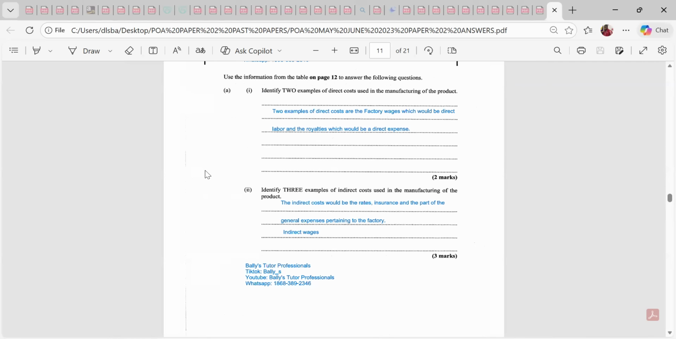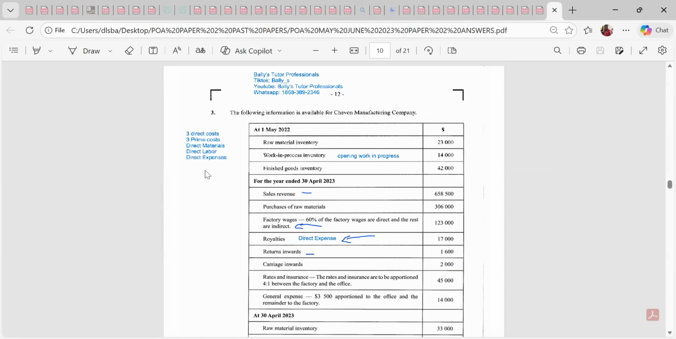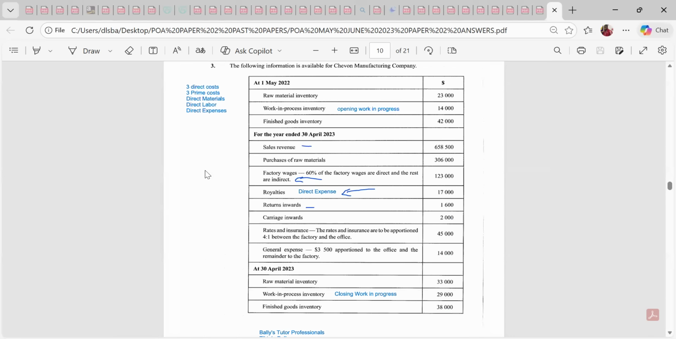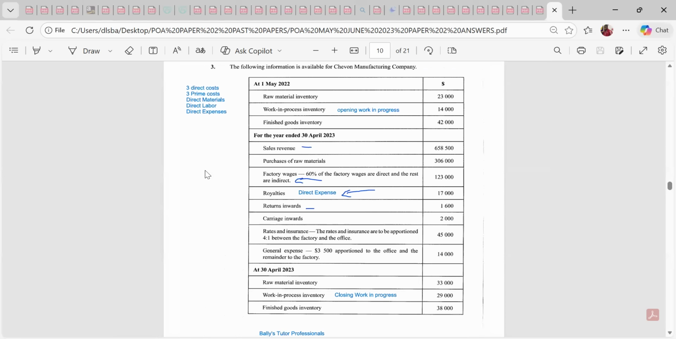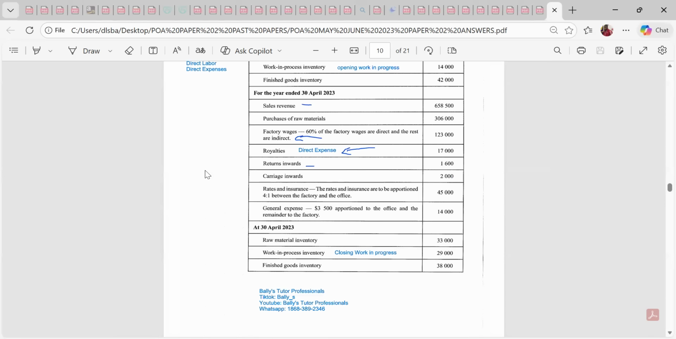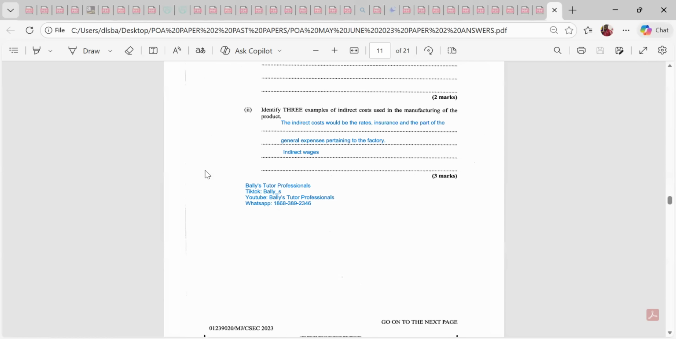Identify 3 examples of indirect costs in a manufacturing product. You can look at the part of the factory wages that is not direct. You could look at, I think they had general expenses. And what else? Let me see. Rates and insurance. So rates and insurance, general expenses, and the part of the factory wages.